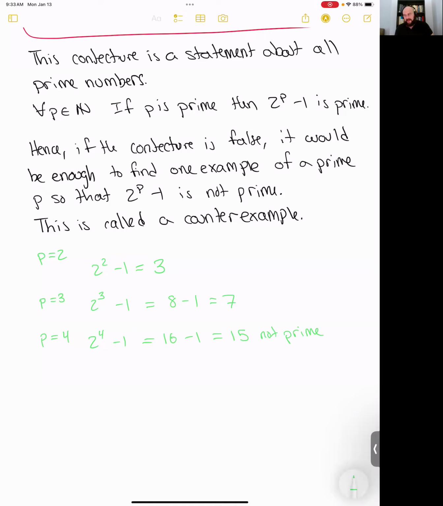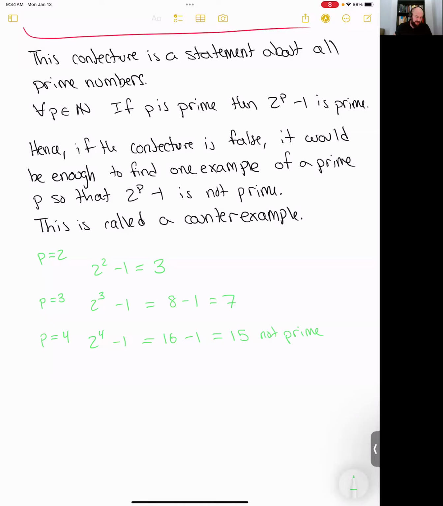Now, oftentimes when you find a counterexample, you may try to refine the statement so that it is true. Maybe you might say something like, well, for infinitely many primes, 2 to the p minus 1 is prime, which is not saying that for all primes. It's just saying that there's infinitely many of them. I'm not going to try to prove anything like that right now. I just want to say that when you find a counterexample, sometimes you can refine the statement so that it is true.